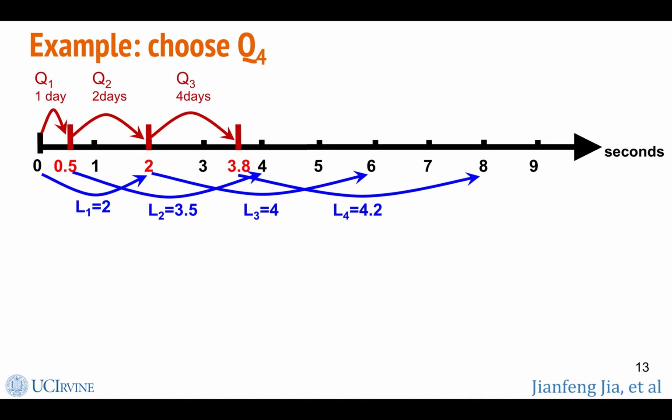Now, starting from the first query, the statistics model starts to play its role. For Q4, the deadline to finish is 4.2. Then how should we choose the size of Q2, Q4?